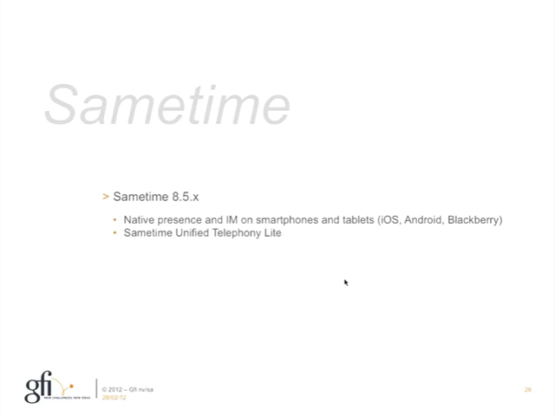So what's new on the Sametime front? In the current release, 8.5.2, they've introduced native presence and instant messaging on smartphones and tablets. So iOS, Android, BlackBerry, you can use Sametime instant messaging on them, and you can also have meetings on them. They also introduced a light version of Sametime Unified Telephony, which allows you to create basic integration of your IP telephony with Sametime. But this is a very lightweight version with a simple installation.